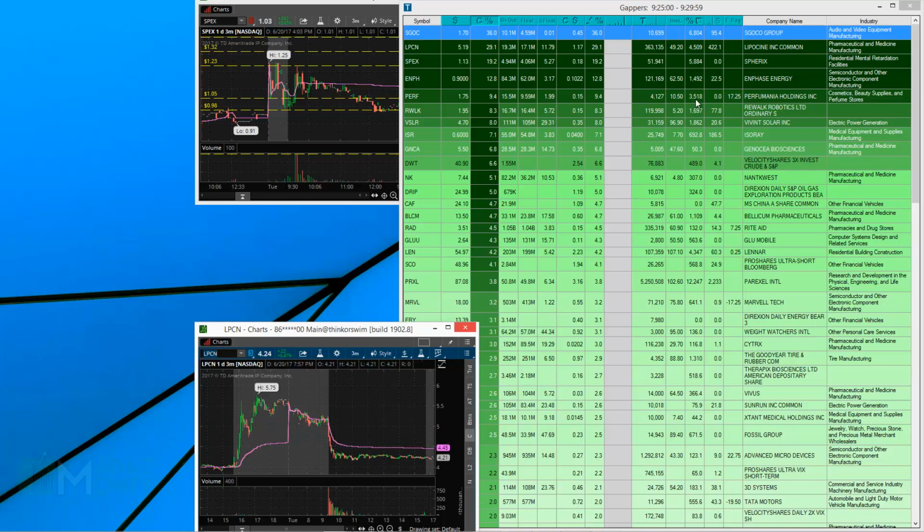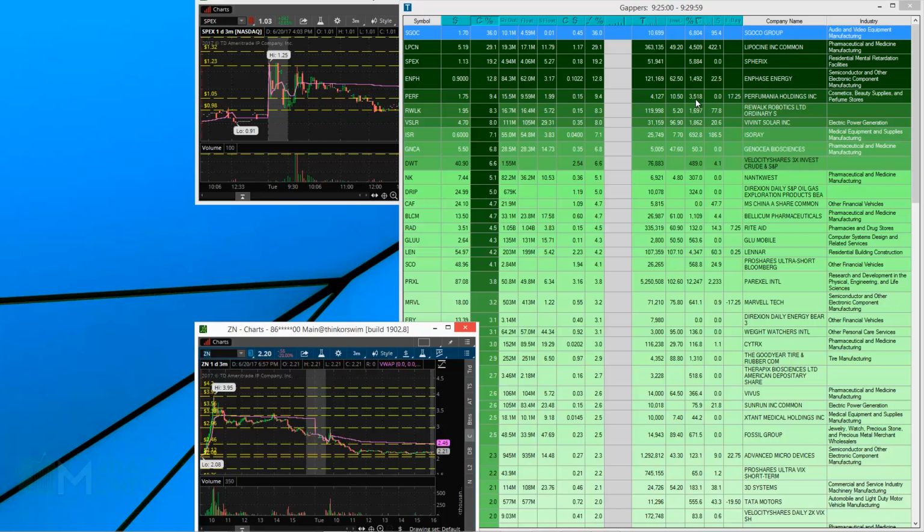So as you can see, my watch list today would have been SGOC, LPCN, SPX, and of course also DCTH. And out of the corner of my eye, also keeping an eye on ZN and CIE.